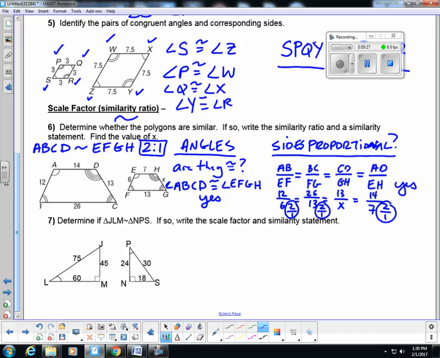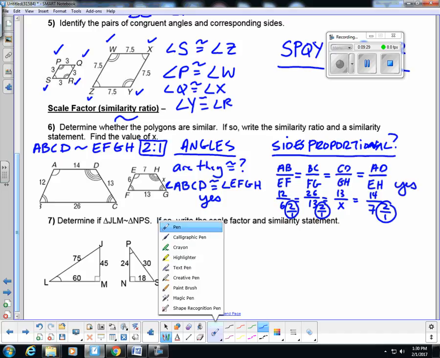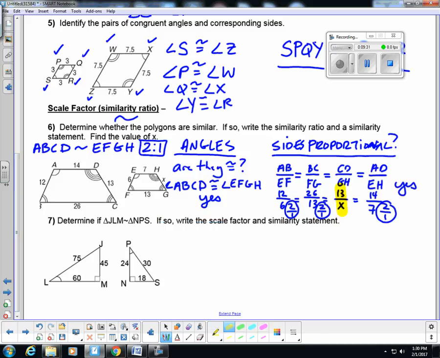Now, the value of x. What we need to do is take the proportion that has x, and set it equal to our similarity ratio. Let me use a different color here so it stands out. I'm going to do it right inside this first polygon. So 2 to 1 is equal to 13 over x. We use our cross products, so 2x equals 13. Divide by 2, x equals 6.5. That's the value of x.